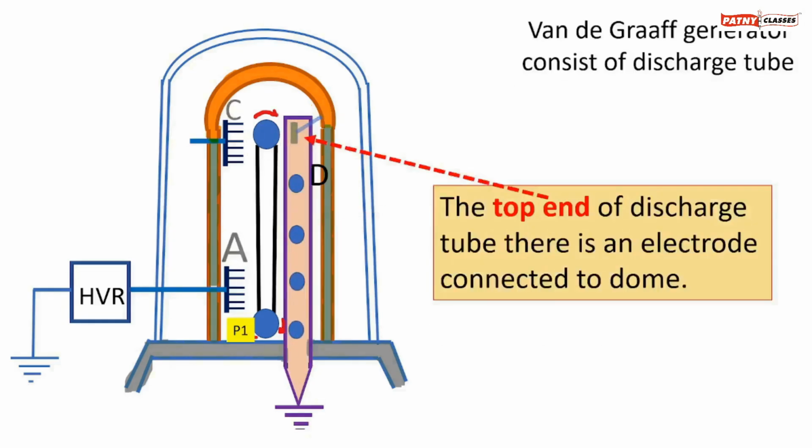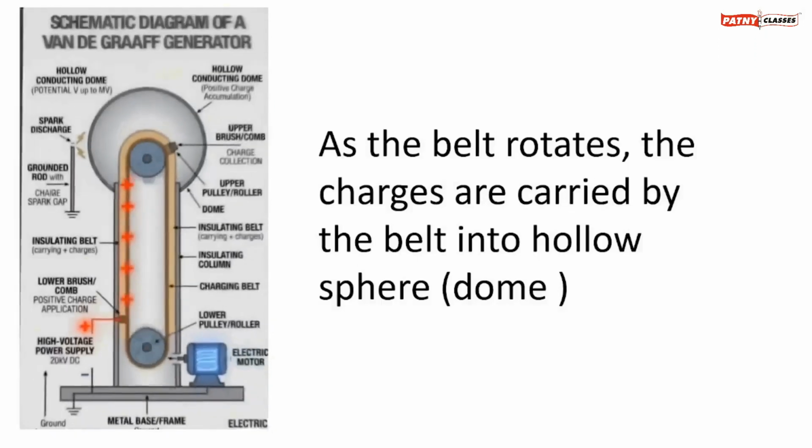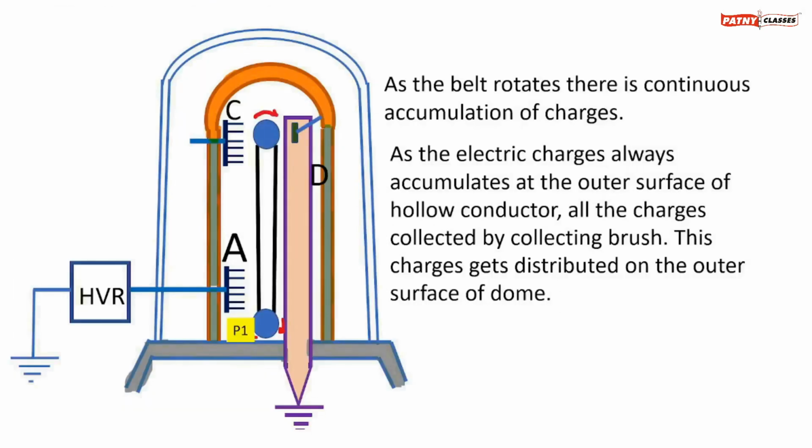At the top end of the discharge tube, there is an electrode. This electrode is connected to the dome. As the belt rotates, the charges are carried by the belt into the hollow sphere, and there is a continuous accumulation of charges. As electric charges always accumulate at the outer surface of a hollow conductor, all the charges collected by the collecting brush get distributed on the outer surface of the dome.